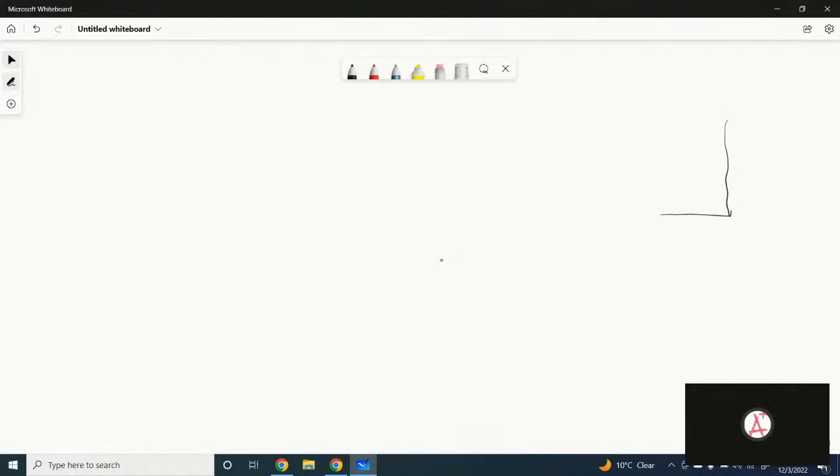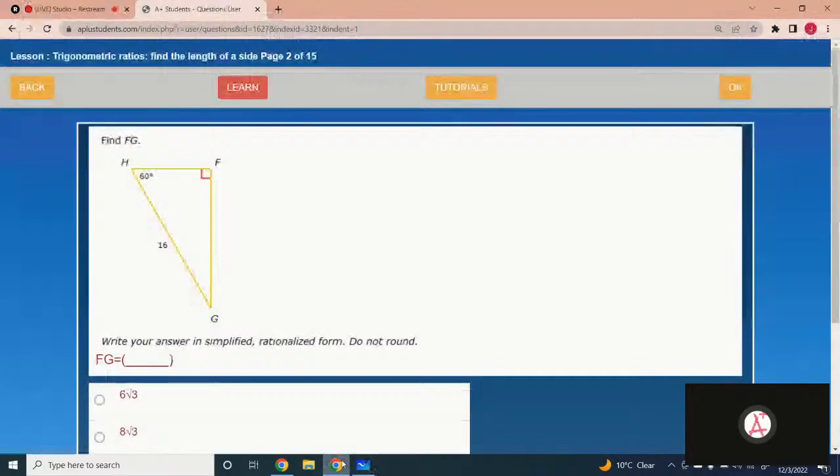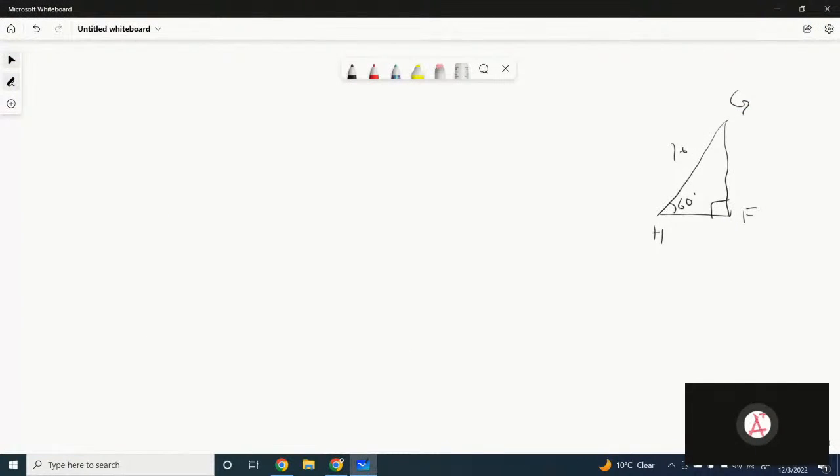You can memorize the angles for the special triangle, then that would be easy. It would be G, F, and H. So H is 60 degrees. Got it? So let's find the value. What value do we have to find? We have to find the side length of FG. The hypotenuse is 16 and we have to find FG.